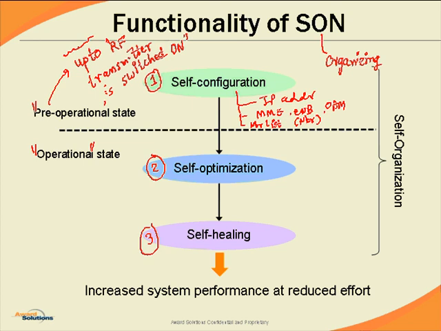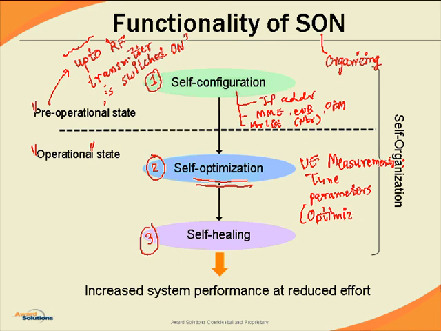Self-optimizing means that now the eNode B has started sending out RF signals, and it has started communicating with the UEs. And based on the UE measurements, we can tune some parameters. For example, we can optimize the neighbor list. We can change cell reselection and handover thresholds.